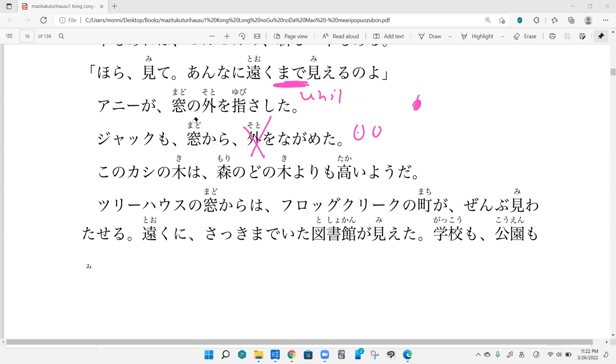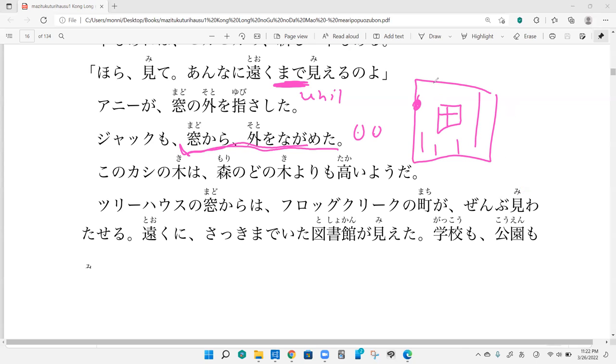So "mado kara soto o nagameta." Did he look at the wall and was able to see outside of it? Like, is it like glass walls are here or something? What's going on? How is he able to see the outside world in his little hut? So he kind of took a peek. Where did he take a peek? Can he see through walls? How is he staring outside?